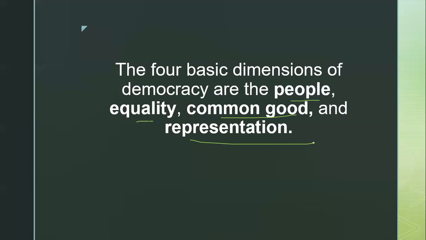Okay? So we also have the representation. So representation, guys, is another key dimension in a democracy. Whether in a direct democracy wherein citizens represent themselves or in an indirect democracy wherein representatives are elected. So the concept of representation, guys, nag-work siya basin pag direct or indirect democracy. It also represents and is authorized to take the appropriate and necessary actions within the government that would be beneficial for the common good of the people.